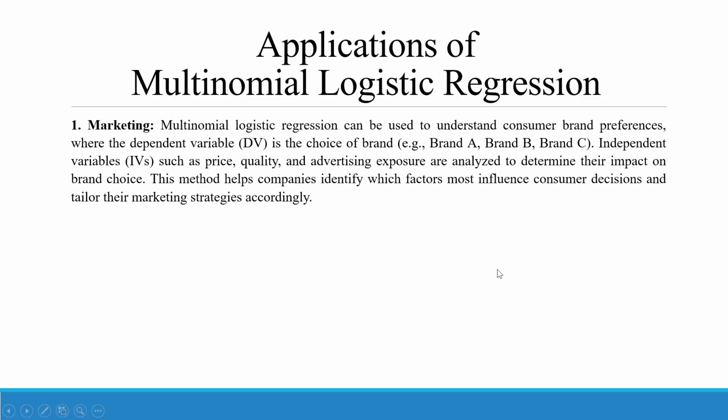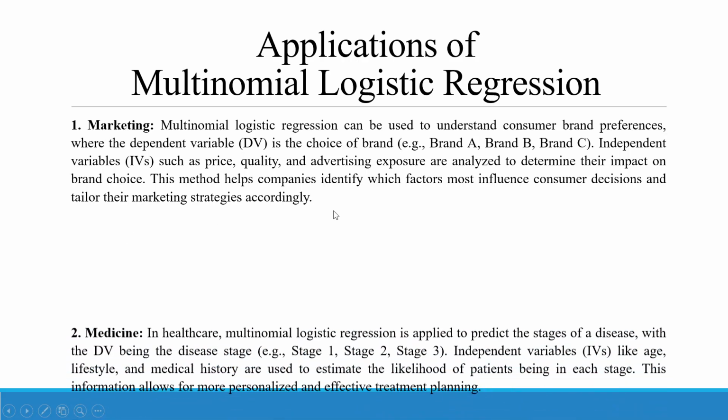We start with marketing. Multinomial logistic regression can be used to understand consumer brand preferences, where the dependent variable is a choice of a brand: brand A, brand B, brand C. Independent variables such as price, quality, and advertising exposure are analyzed to determine their impact on brand choice. This method helps companies identify which factors most influence consumer decisions and tailor their marketing strategies accordingly.